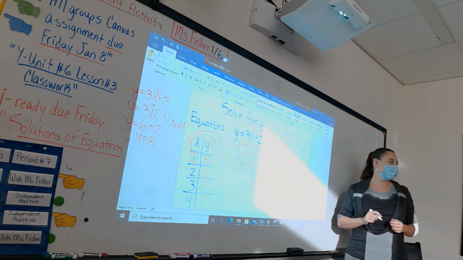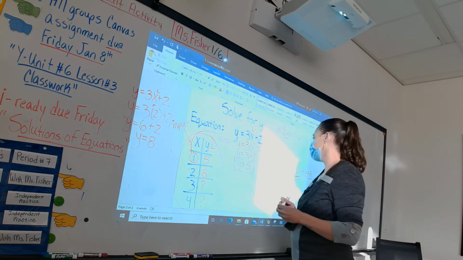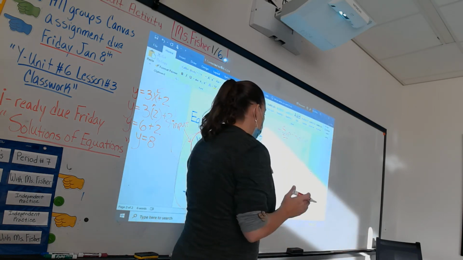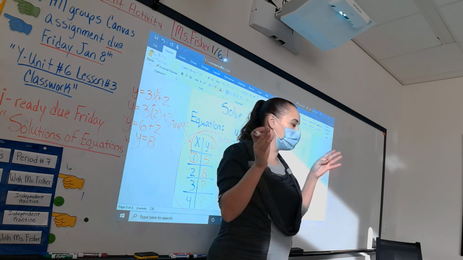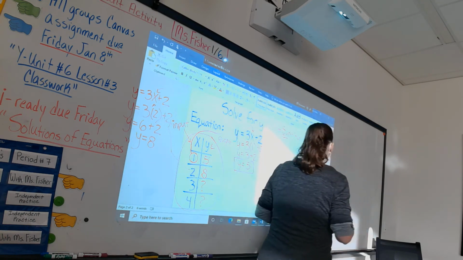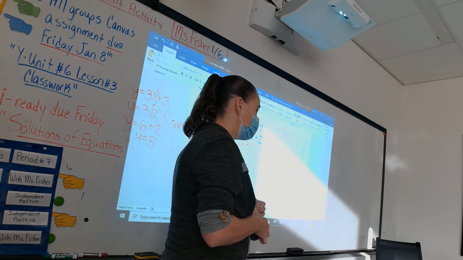Okay? So you're moving along this conveyor belt. X equals 2. It goes into this machine, and this machine does its magic, solves the problem, and y equals 8 is the output. Okay?